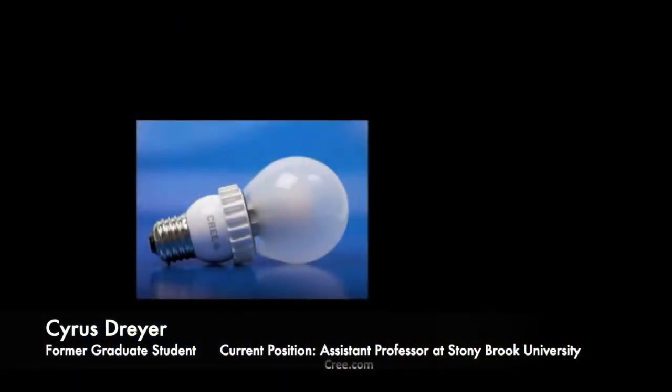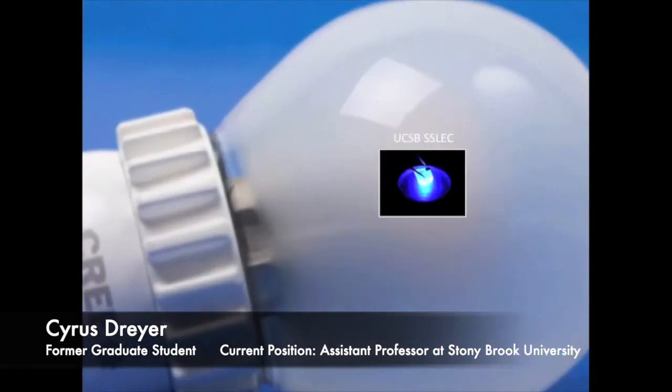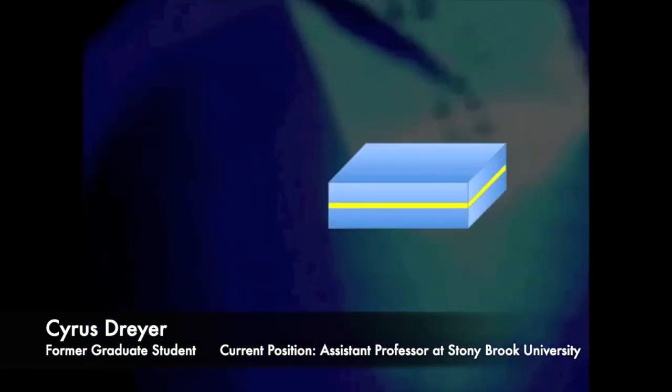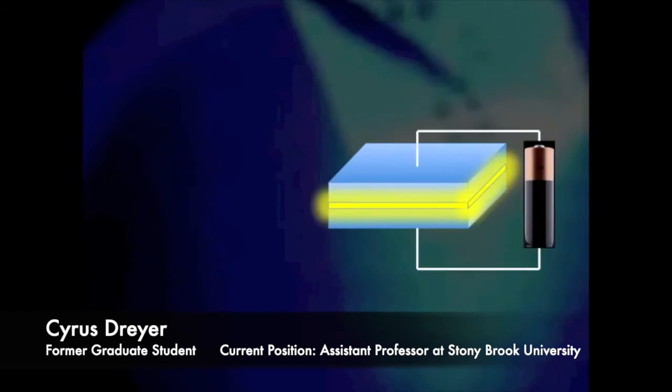LEDs represent a fundamental change in the way we think about lighting technology. Even though the bulb itself looks like an old-fashioned incandescent, the inner workings are quite different. So within this bulb is a chip. And this chip is made up of a tiny sandwich of materials, a thin semiconducting layer between two electrodes. When we put electricity over this sandwich, that thin layer emits light.